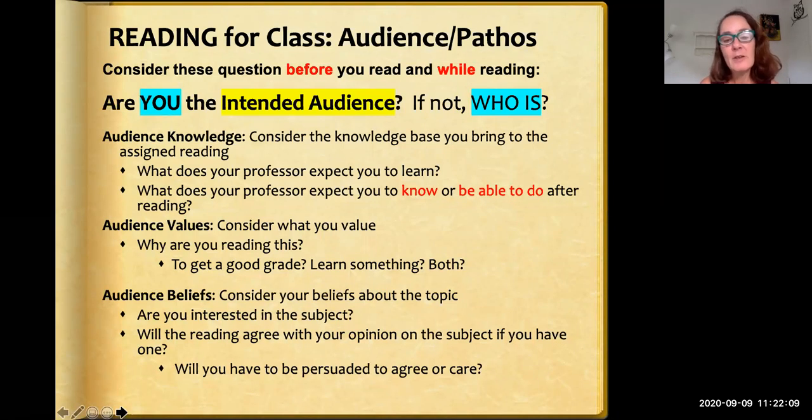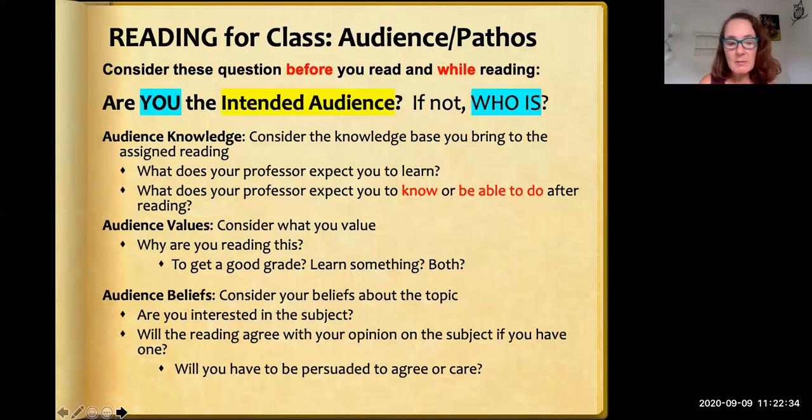Audience values. Consider what you value. Why are you reading this? To get a good grade? To learn something? Both. And then if you're not the intended audience, audience values: why are they reading that? And do they agree with the topic? Disagree? You know, is the writer trying to persuade them of something, or are they already on the side of the writer?